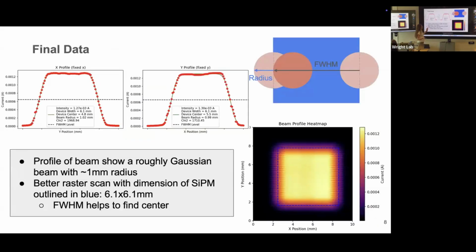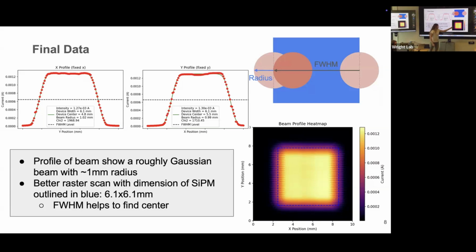This is our final data where these are the scans that I showed before, and we can see how it fits the error function a lot better. And these scans are very important because they give us a standard deviation of the beam, which is needed in the model to actually see if the data fits. And then this dotted line represents the full width half maximum of the error function, and that gives us the dimensions of the beam.